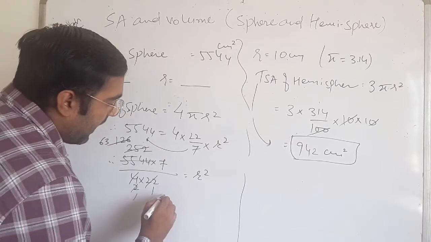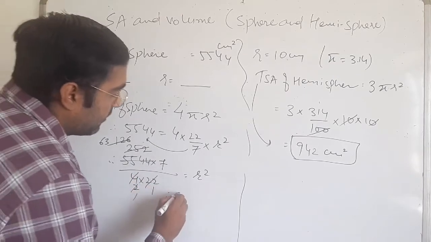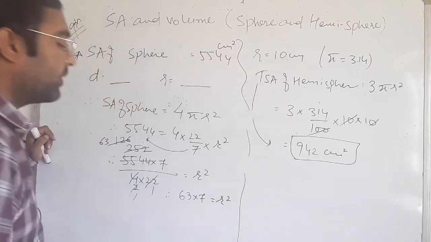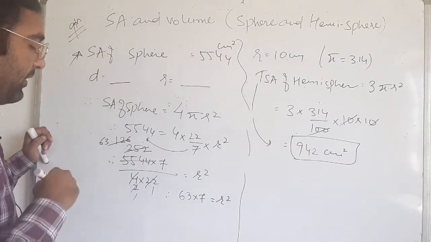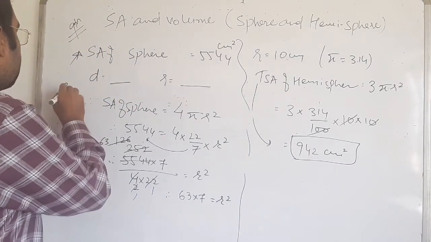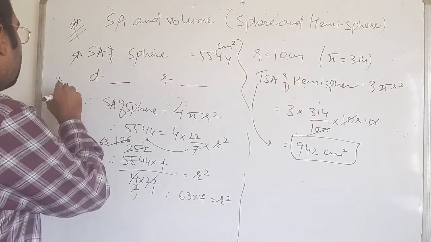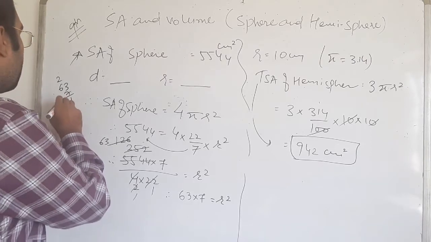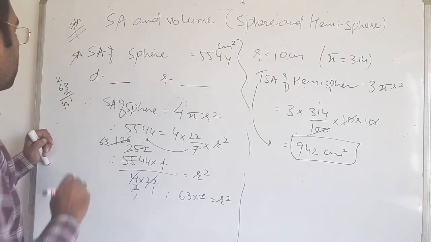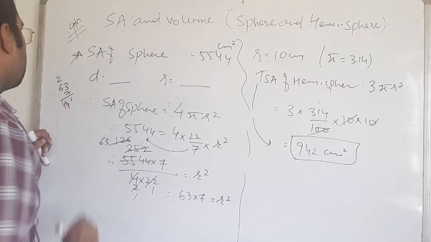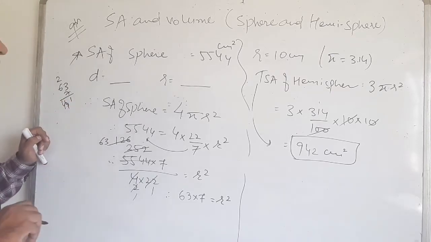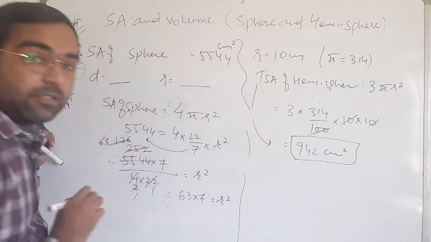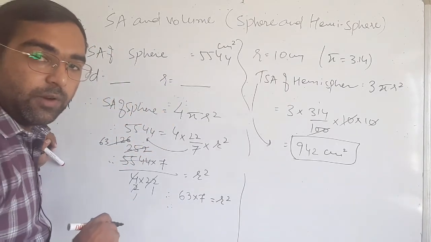So r square is 63 into 7. We have to multiply 63 with 7. 7 threes are 21, 7 sixes are 42, 42 plus 2 is 44, that is 441. Therefore my r square is 441.